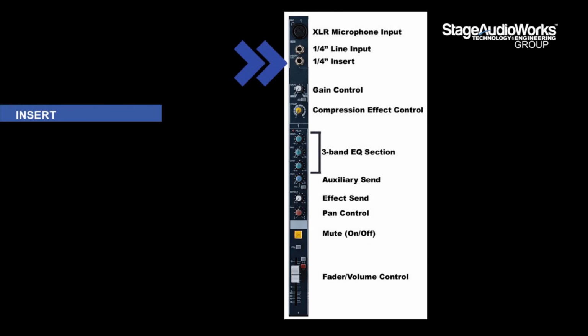Insert. Insert jacks are used to connect the channel to an external device, such as an effects unit or an EQ or a compressor. Insert cables have 3 connectors, one for the input and output, one that sends the channel output to the external unit's input, and one that returns the sound from the external unit back to the channel. So it's really just a send and return.